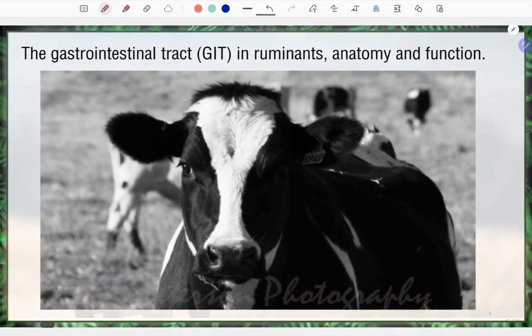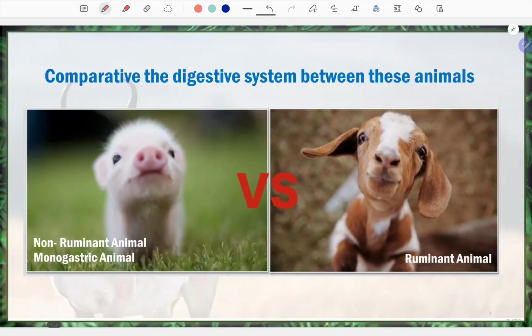Okay, the gastrointestinal tract in the ruminant, anatomy and functions. How does a non-ruminant animal differ from a ruminant animal? This type is called a monogastric animal, like swine, and this one is a goat, a small ruminant. This is the comparison of the digestive systems between these animals.